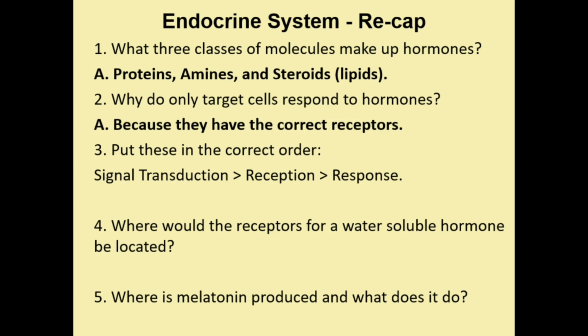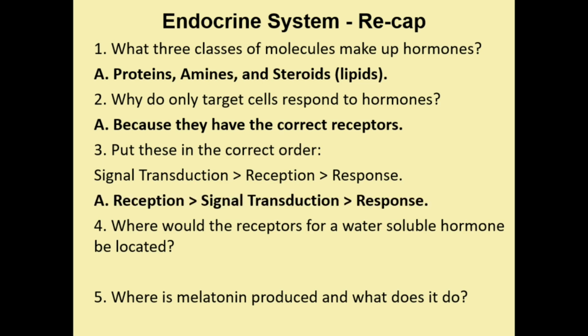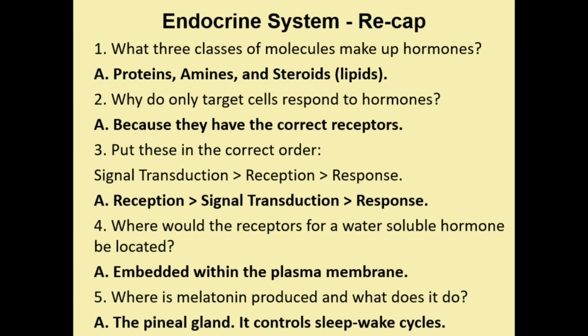Number 3, put these in the correct order. Well, it goes reception, signal transduction, and then response. Number 4, where would the receptors for a water-soluble hormone be located? They would be embedded within the plasma membrane of the target cell. And then number 5, where is melatonin produced and what does it do? Well, it's produced within the pineal gland and it controls our sleep-wake cycles.